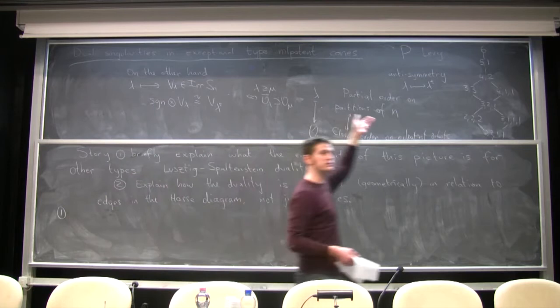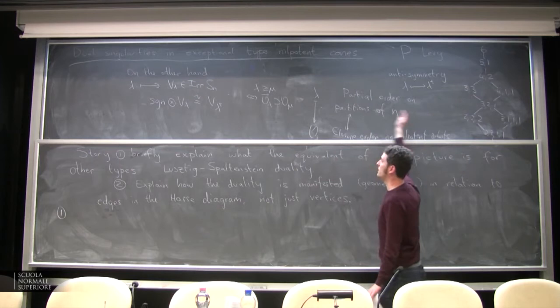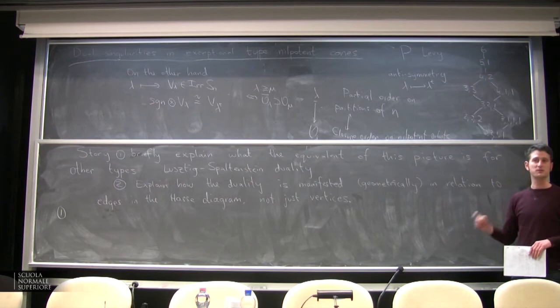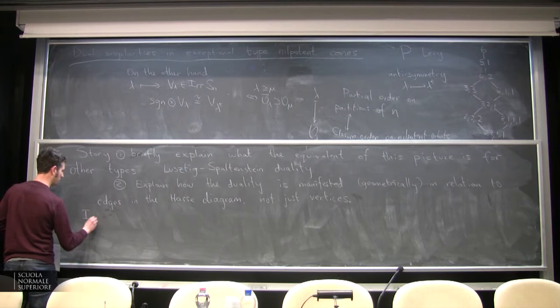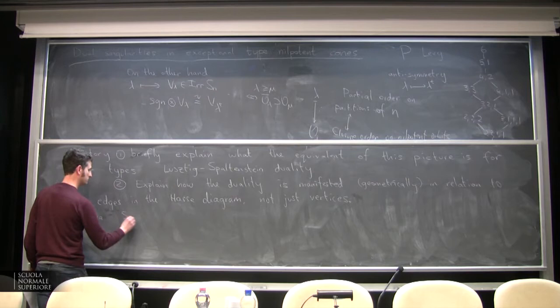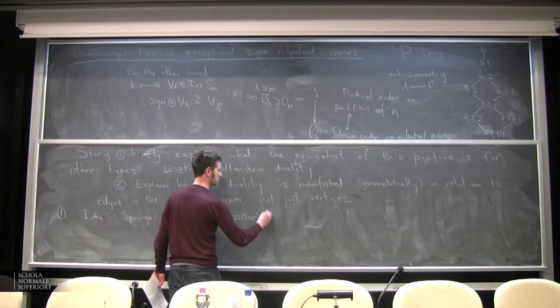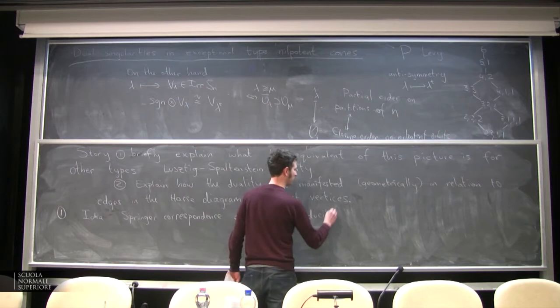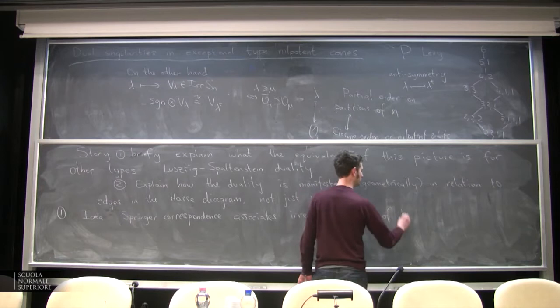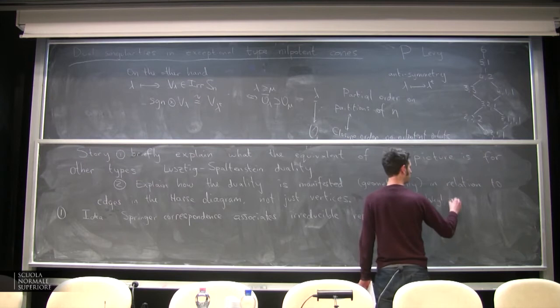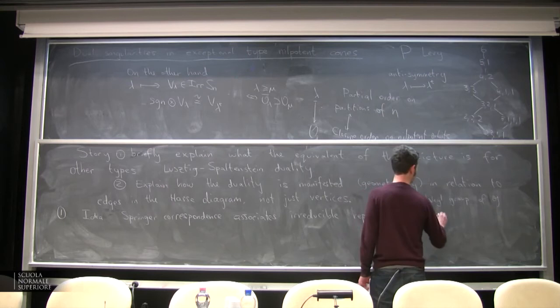So the natural way to try and link up this picture with nilpotent orbits and irreducible representations of W in other types is to use the Springer correspondence. I'm just going to very briefly explain the idea. The Springer correspondence associates irreducible representations of W, the Weyl group of G, to local systems on nilpotent orbits.